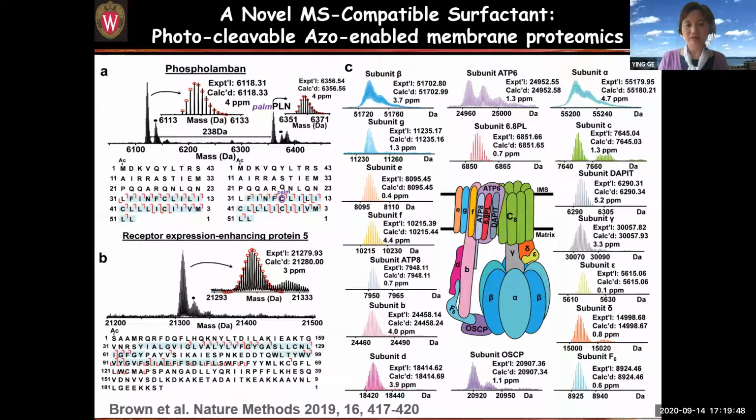And phospholamban is too small for bottom up, because it's only 6 kilodaltons, but it's too hydrophobic a protein for top down. But with the assistance of Azo, we finally achieved the high resolution spectrum for phospholamban and located the sites for palmitoylation. We also recovered whole protein complexes. This is ATP synthase.